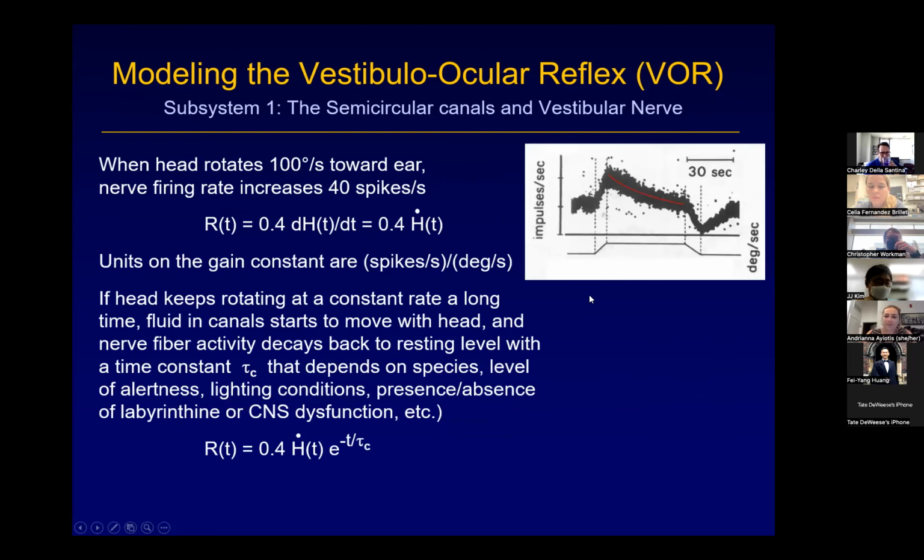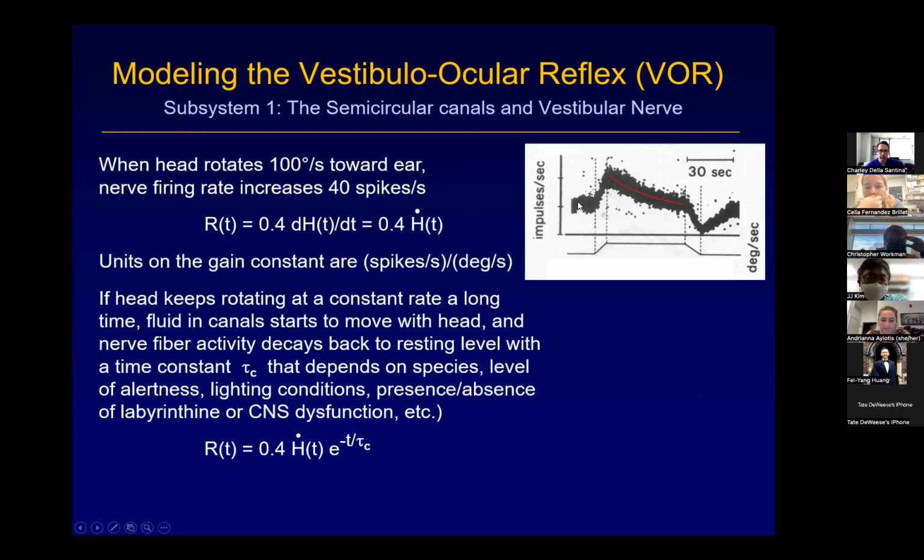If you do that experiment of rotating, in this case, probably a monkey, and recording the activity of a vestibular neuron while the animal is being spun around in a chair at, say, probably 50 degrees per second here.